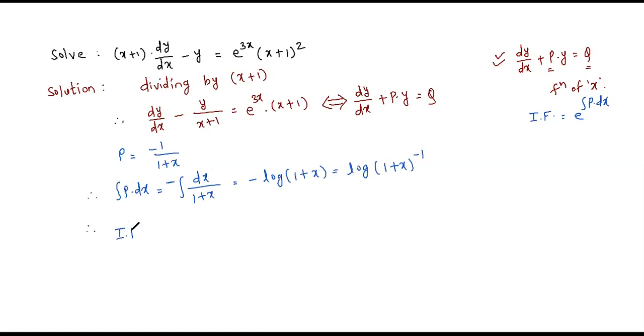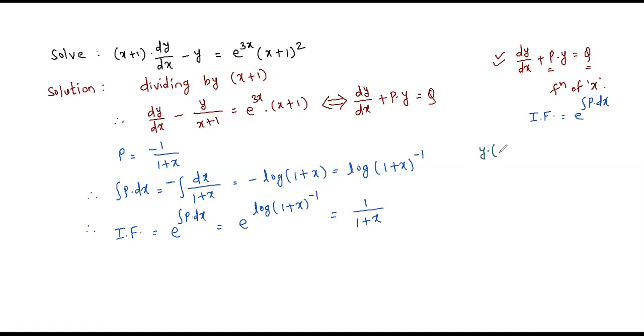Therefore, we can write the integrating factor, which is equal to e to the power integration of p dx, which is equal to e to the power, what is this integration? Log of 1 plus x to the power minus 1. Now e to the power log, it will be what? It will be 1 plus x to the power minus 1. So what will I get here? I will get 1 upon 1 plus x. Is this correct? Okay, so, therefore, what is the format of the solution?